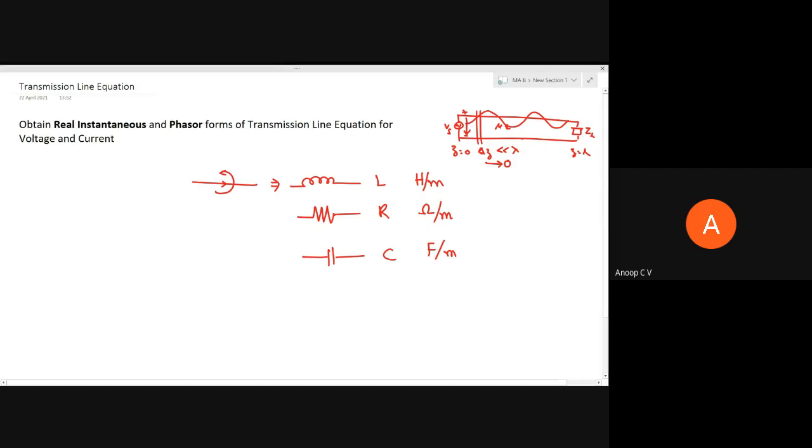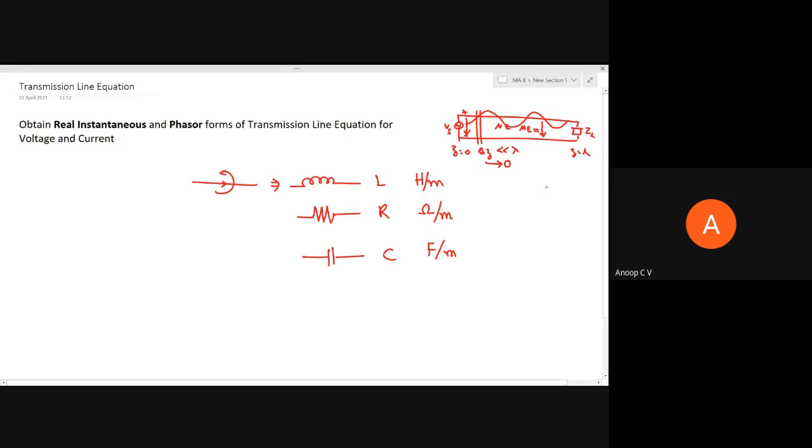And one more thing, what I told is the dielectric in between. Ideally, we need it to be a perfect insulator. That is, its resistance should be infinity or conductance should be zero, so that there is no conduction current or leakage current between these two wires. But most of the time, the dielectric which we use may not be a perfect dielectric. It will have its own permeability and permittivity. So the resistance will be finite.